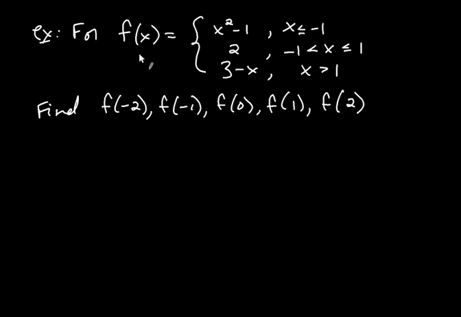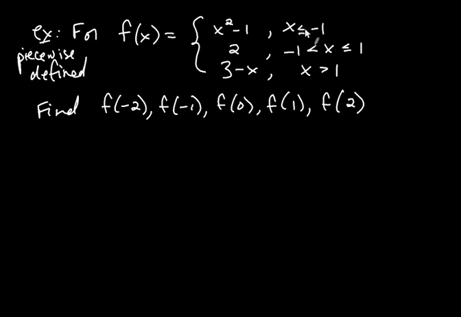So here we have a function f of x that's written in pieces. So this is the first piece, this is the second piece, and this is the third piece. So this is called a piecewise defined function. It's defined in pieces. And what it's telling you is when x is less than or equal to negative 1, you want to use this rule. When x is between negative 1 and 1, including 1, you want to use this rule. And when x is greater than 1, you want to use that rule.